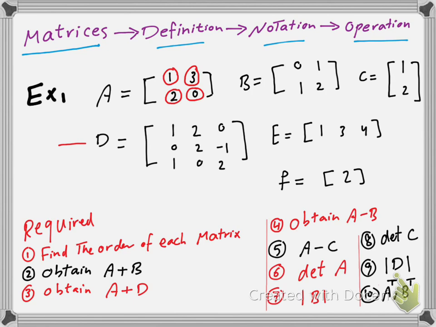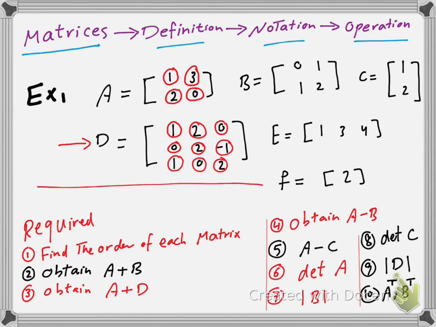But in matrix D, we have 9 elements. This is the first one, the second one, the third one, the fourth one, the fifth one, and so on. When you count them, they will become 9. In a matrix like F, I have only 1 element. Then the elements can be more or even less.